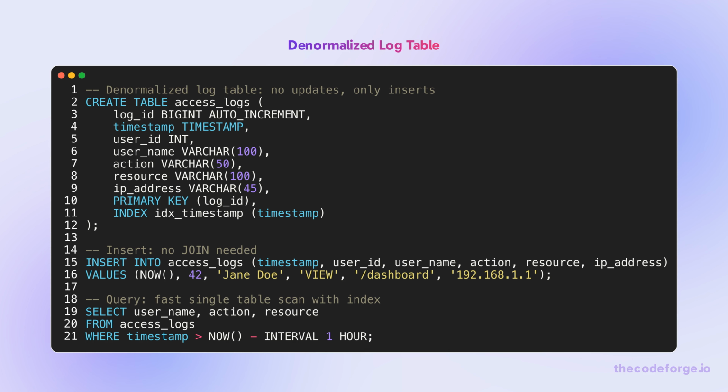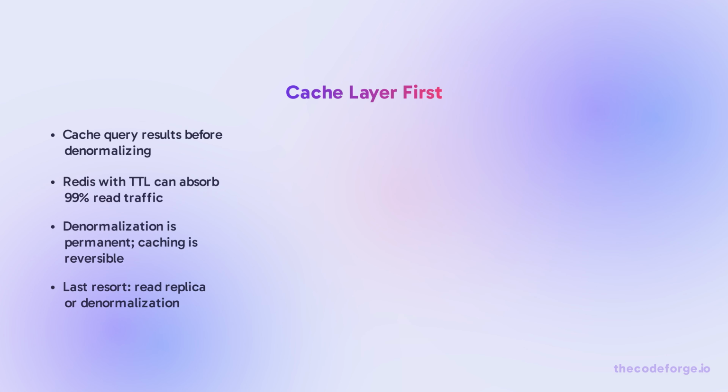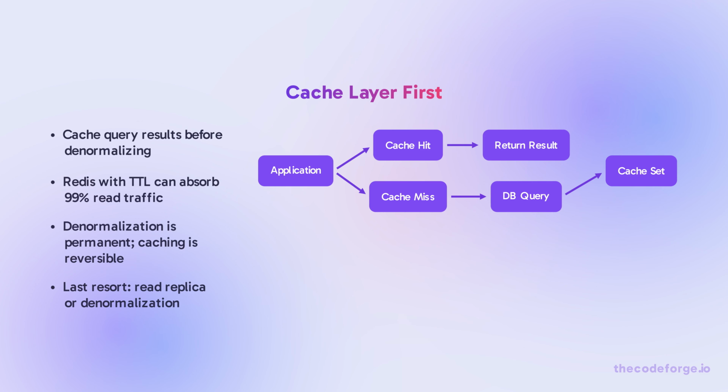No updates, only inserts and reads. The username is duplicated, but since it rarely changes, the cost is negligible. Queries are fast with a single table scan. Before denormalizing, ask, can I cache the query result? A Redis cache with a 5-minute TTL can absorb 99% of read traffic without any schema change.